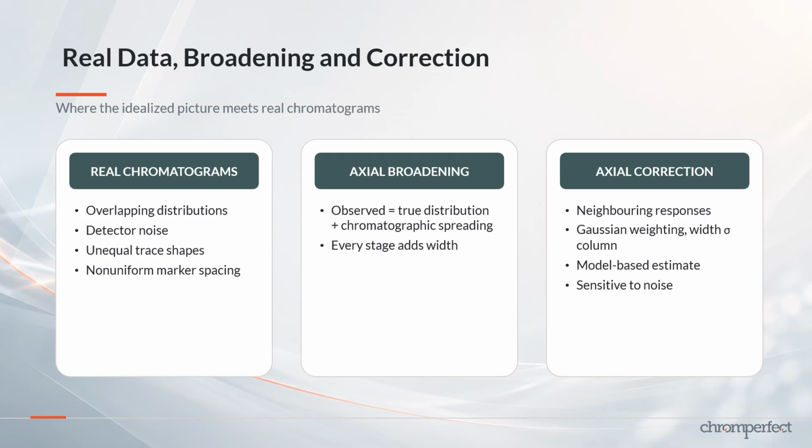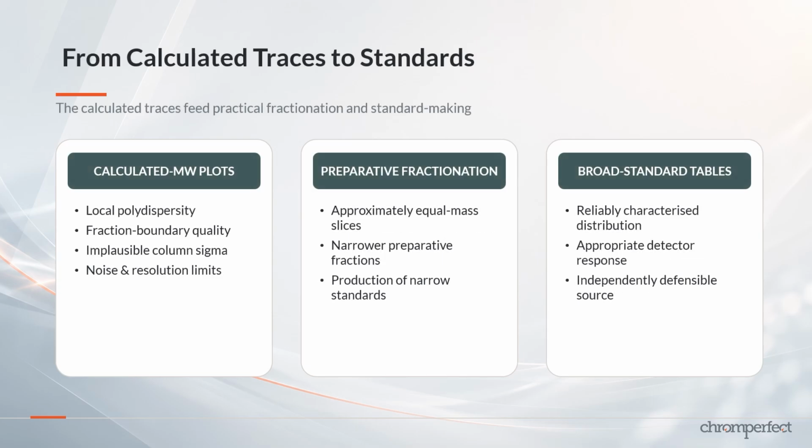Axial broadening adds another layer of complexity. The observed chromatogram contains both the genuine molecular weight distribution and spreading introduced by the chromatographic system. Axial correction uses a Gaussian neighboring point model and a column sigma value to estimate corrected molecular weight averages. The correction can provide valuable information, but it depends upon assumptions, is sensitive to noise, and cannot recover information beyond the resolution of the chromatography and acquisition system.